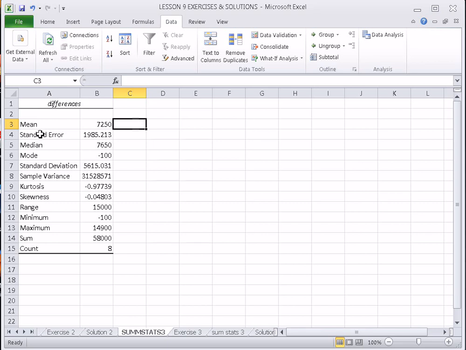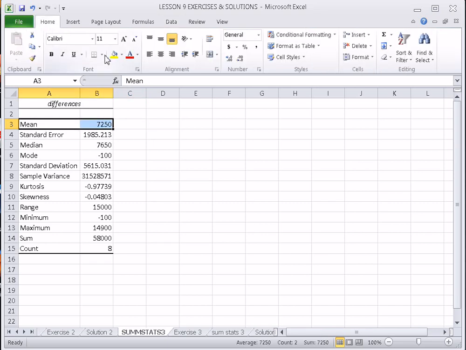Here are the differences. Notice then we have a mean difference, the average difference, a mean difference of 7250. And when we use our tool for the descriptive statistics, the standard error is given to us, so we don't actually have to compute the standard error from the standard deviation and the sample size. We'll just use the standard error. So we'll say this is the standard error for the mean differences. These are the values that we're going to want to use.